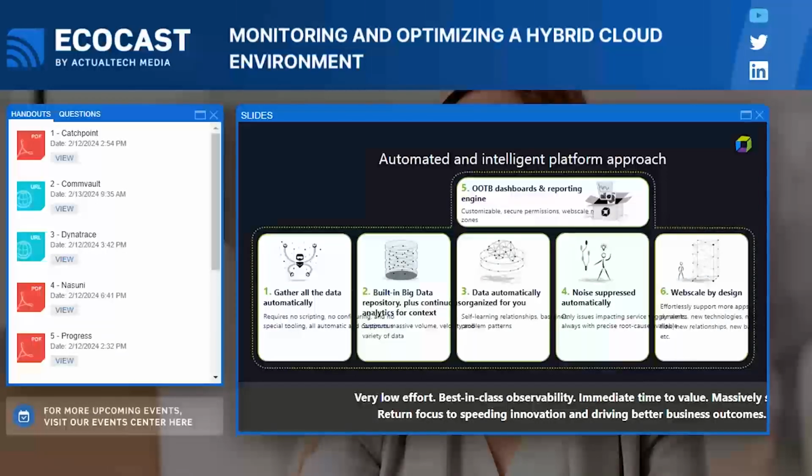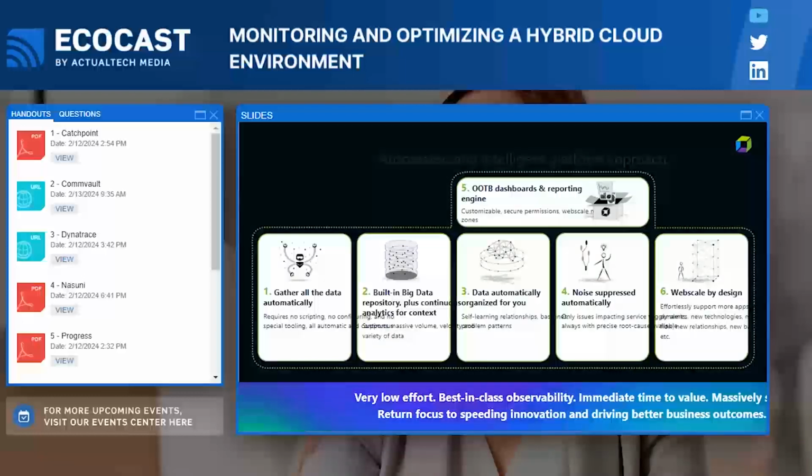And then, of course, to be able to web scale by design, you want to effortlessly support more applications, new technologies. Like we said, make sure that you're on the forefront of innovating and scaling your business. And with that, receiving some out-of-the-box dashboards and reporting. So customizable, also secure with permissions, of course, so that you've got the right people looking at the right information at the right time.